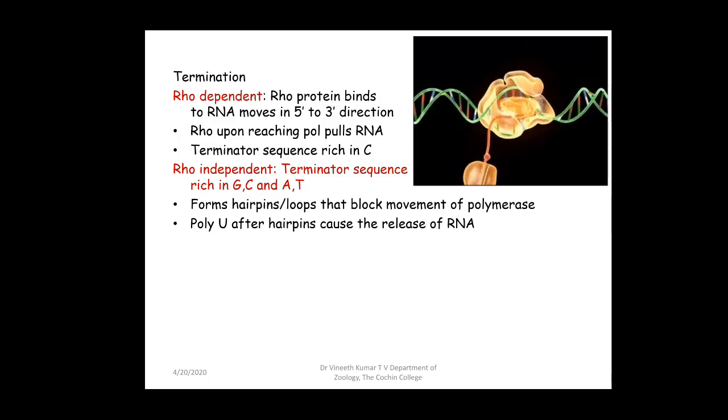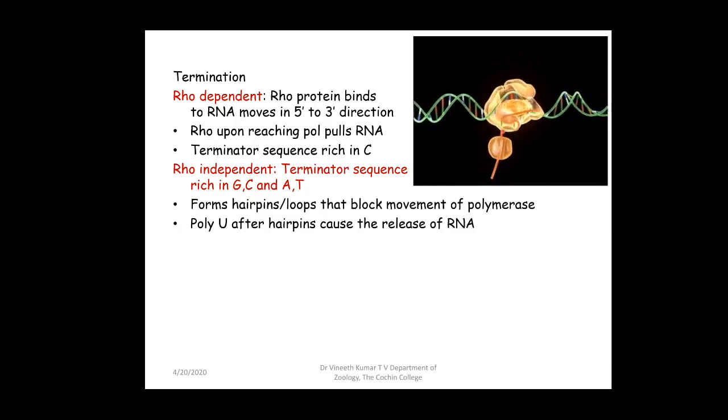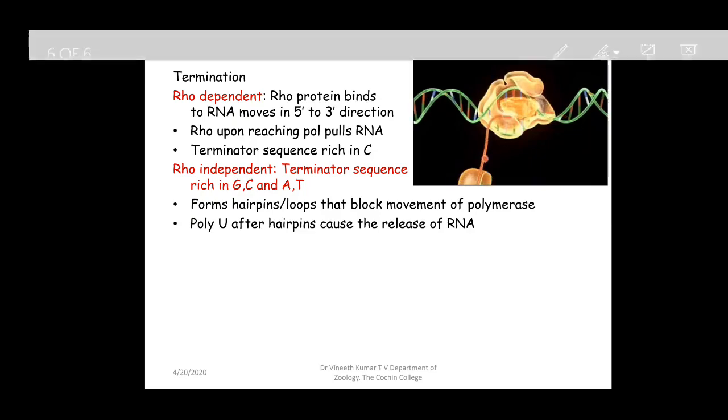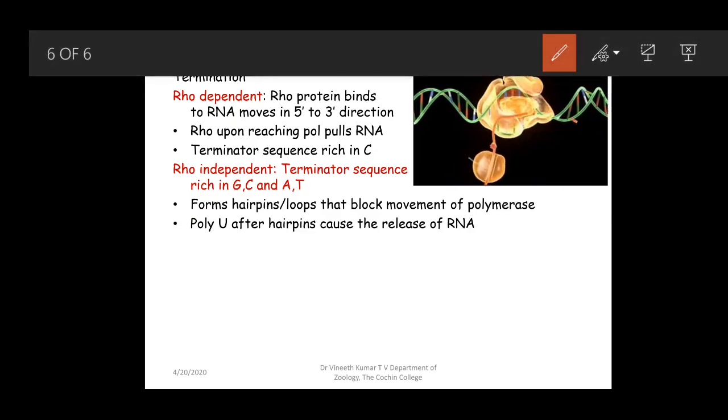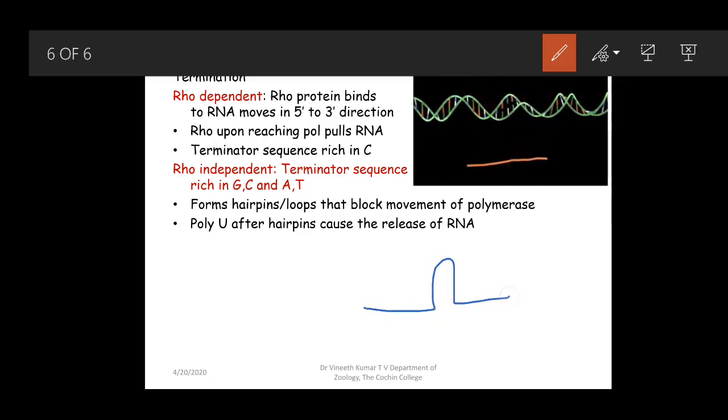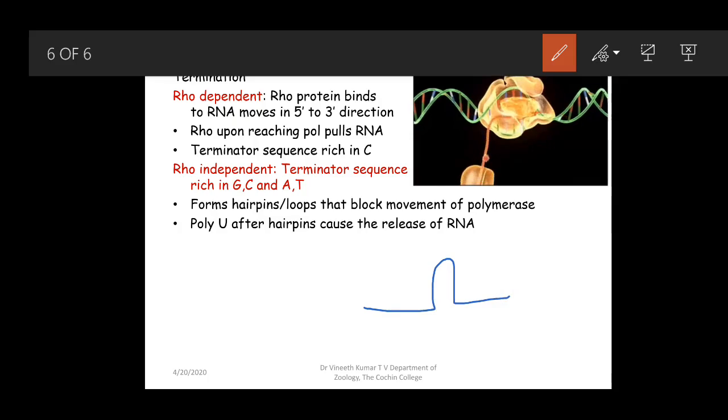In the other case, which is rho-independent, the polymerase stops transcription when it reaches a special sequence called a terminator sequence. The terminator sequence typically folds into a hairpin loop, which causes the RNA polymerase to release the RNA completely. A hairpin is nothing but a structure like this. When such structures are produced on the RNA, the RNA polymerase will not move forward.